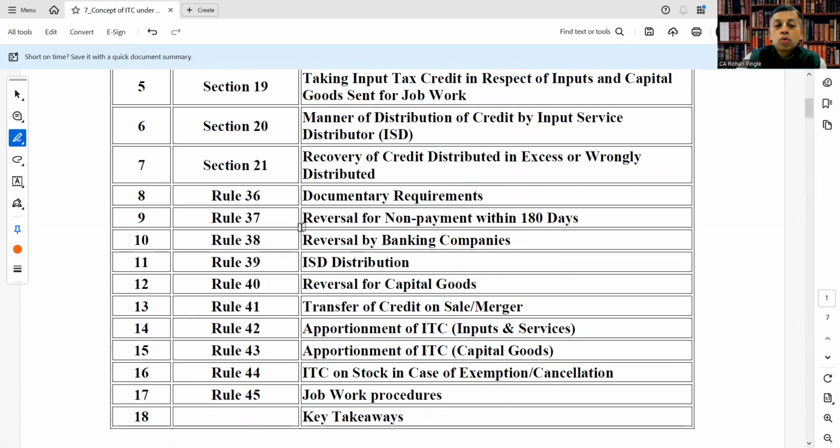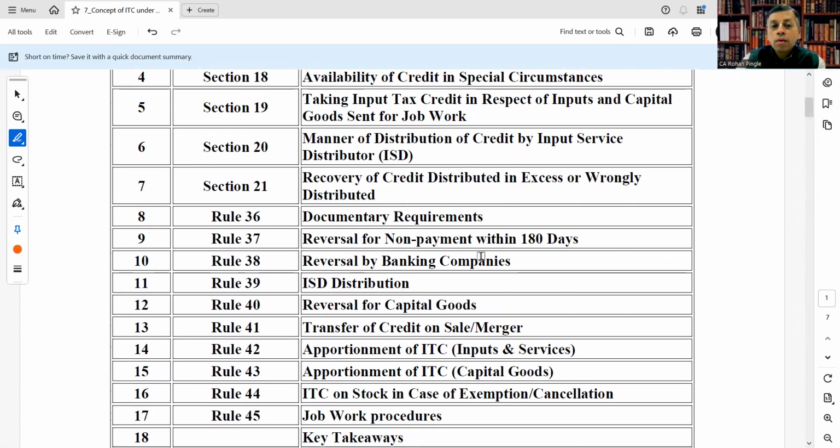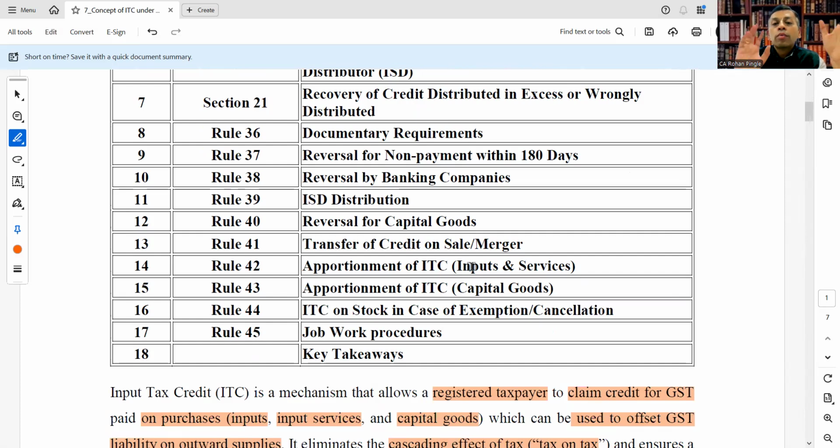And Rule 36 to Rule 45: Rule 36 is documentary requirements. Rule 37 talks about reversal for non-payment within 180 days. Rule 38 talks about reversal by banking companies and non-banking companies. Rule 39 talks about ISD distribution. Rule 40 talks about reversal for capital goods. Rule 41 talks about transfer of credit on sale or merger. Rule 42 talks about apportionment of ITC on inputs and services. Rule 43 talks about apportionment of ITC on capital goods. Rule 44 talks about ITC on stock in case of exemption or cancellation. And Rule 45 talks about job work procedures.